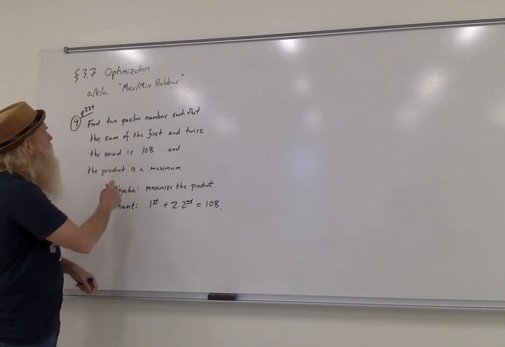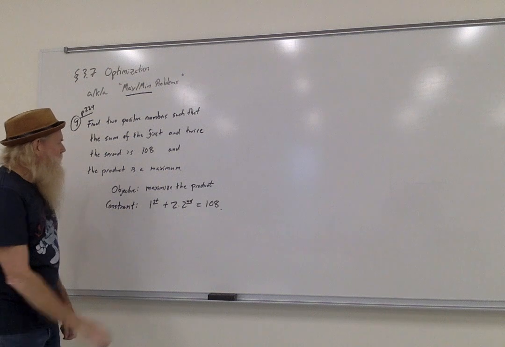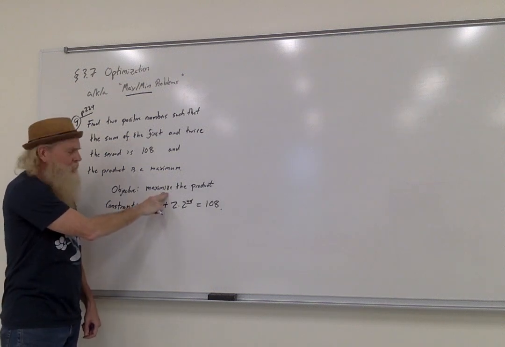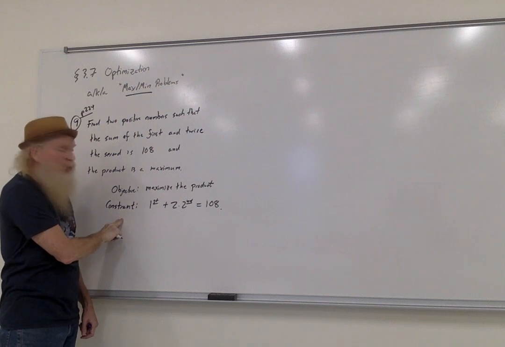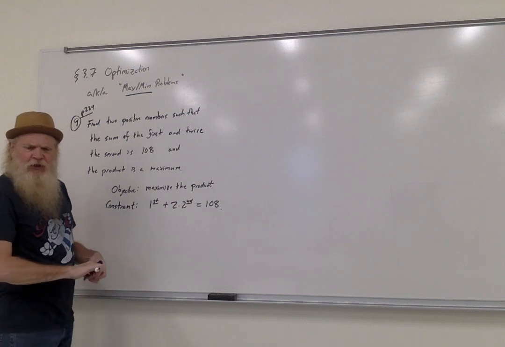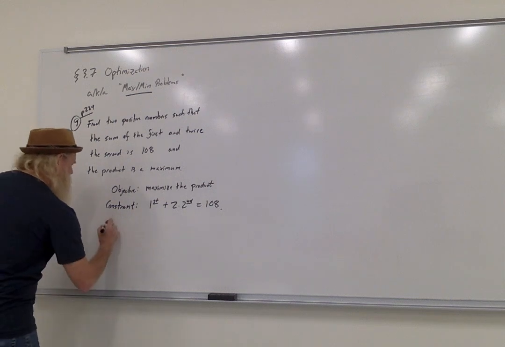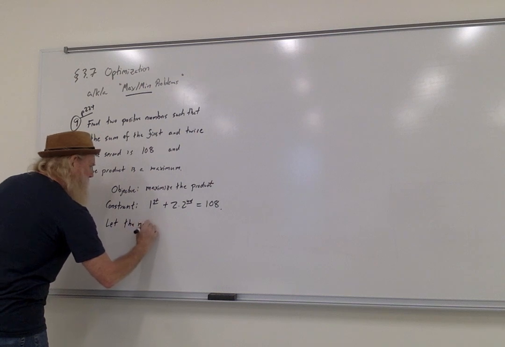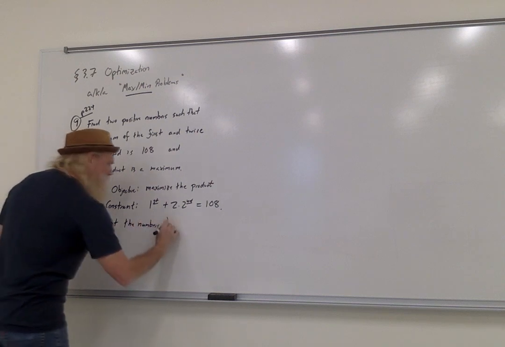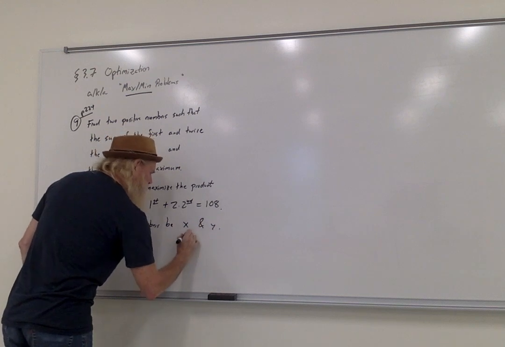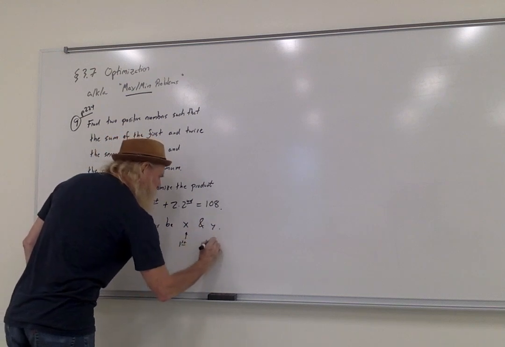So in all of these problems, which we'll call max and min problems, our objective is going to be either to maximize or minimize some quantity, and we're going to have some constraint, which puts some restriction on whatever the variables are. So let's go ahead and name the variables. So let's let the numbers be x and y, thinking of x as the first of the two numbers and y as the second.